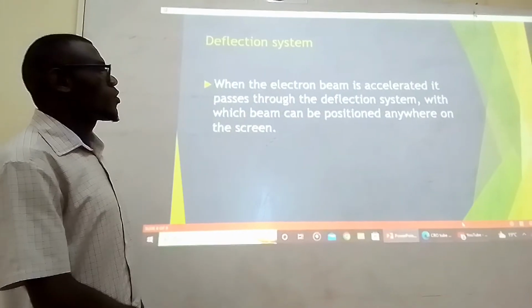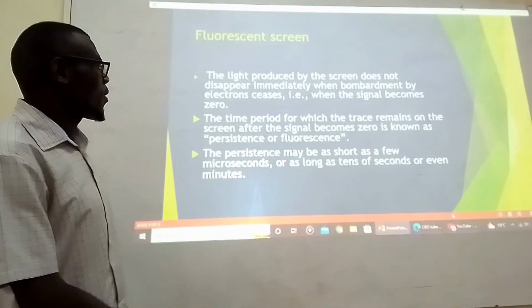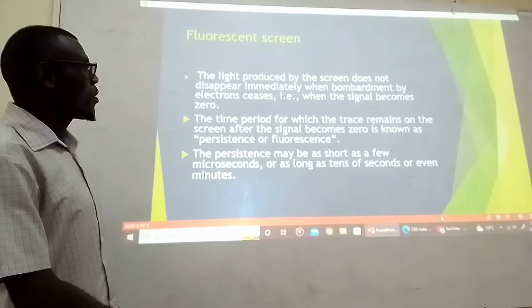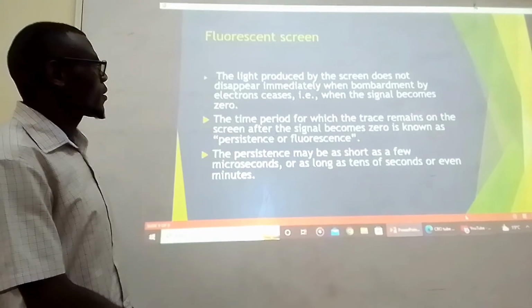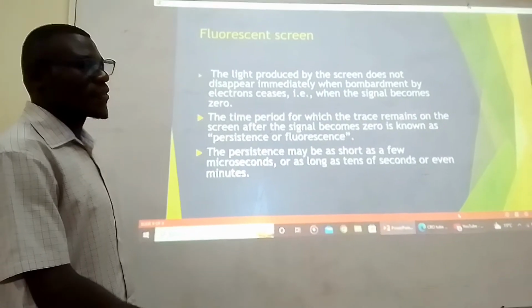Hope you have enjoyed the video on how the cathode rays work. Now we are going to learn about the fluorescent screen.